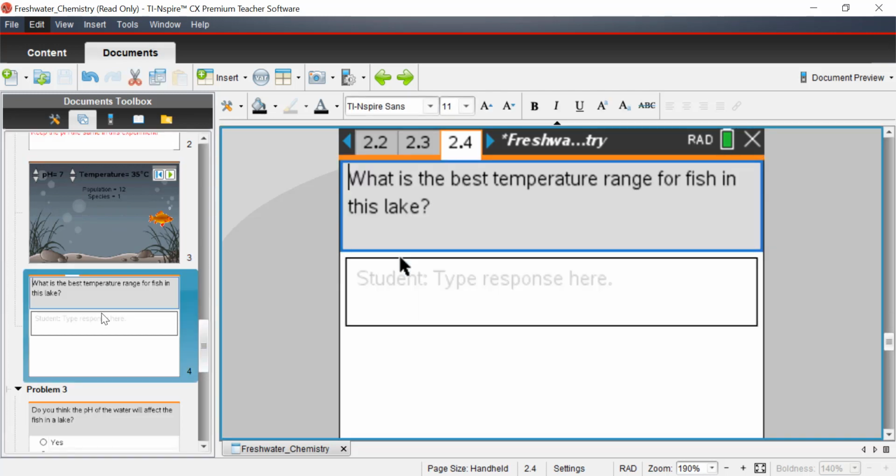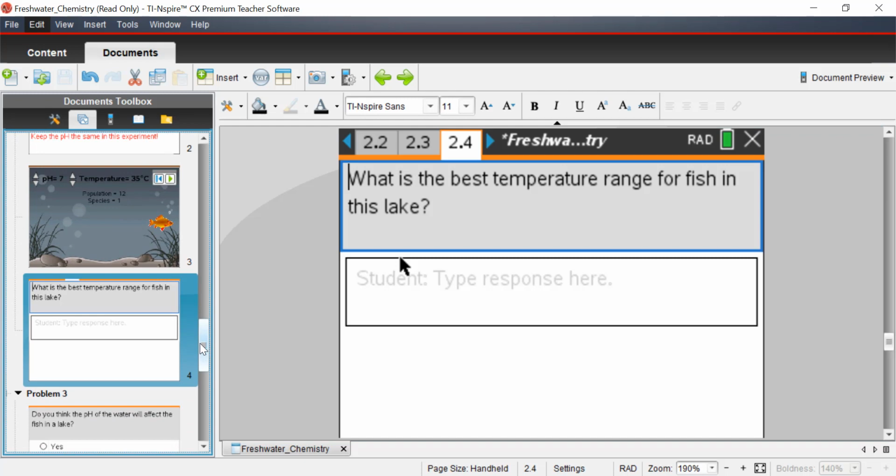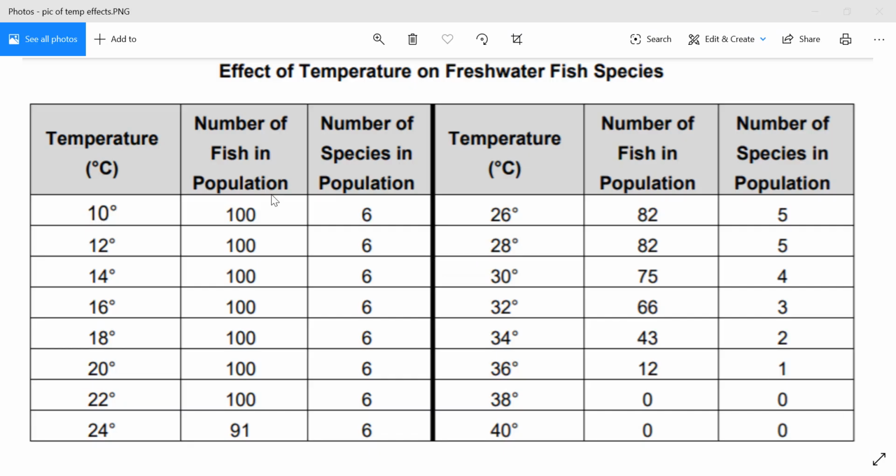Let's take a look at some questions. What is the best temperature range for fish in this lake? Well, I did a little sort of cooking show approach here, so I'm going to show you some of the data right now. I have a little blow up here of the data table. If we were to run the simulation through all of these different temperature changes, these are some of the numbers we would see.